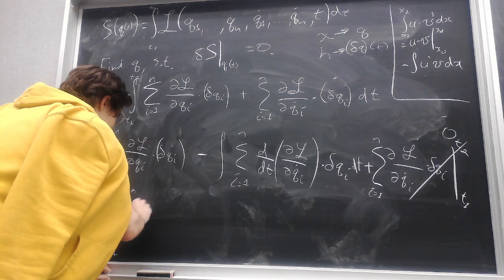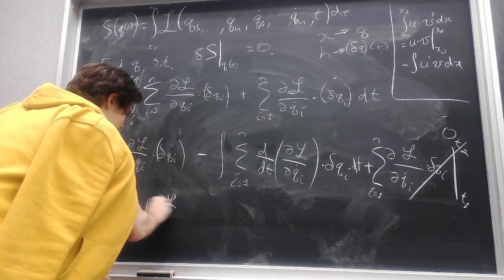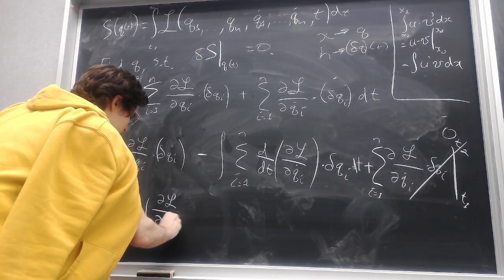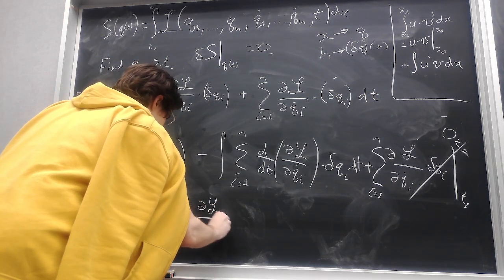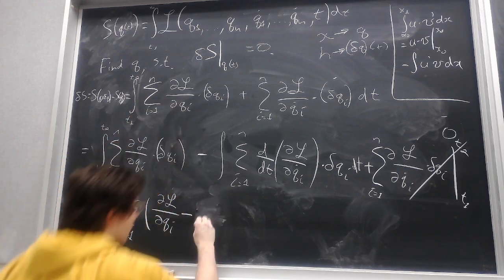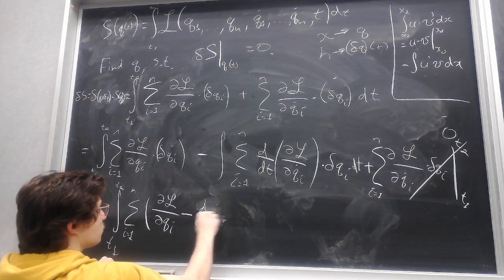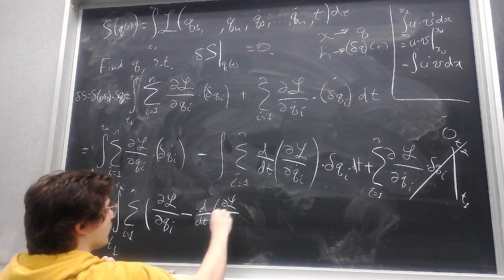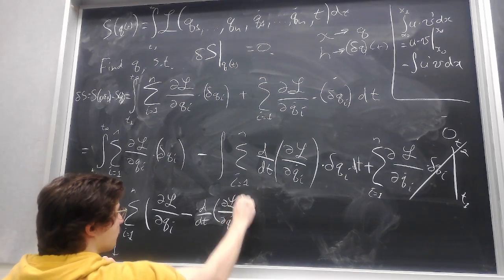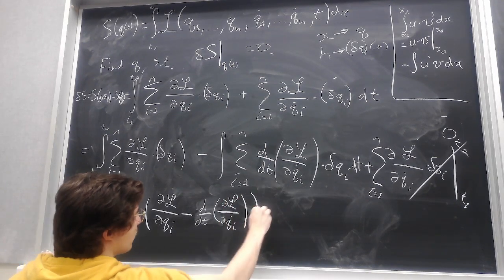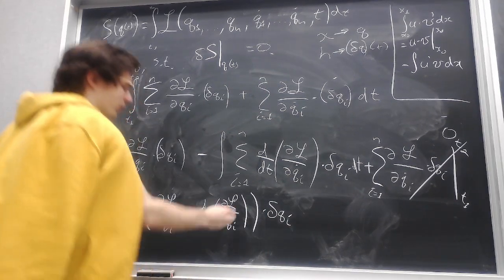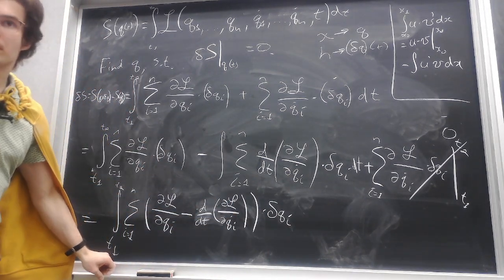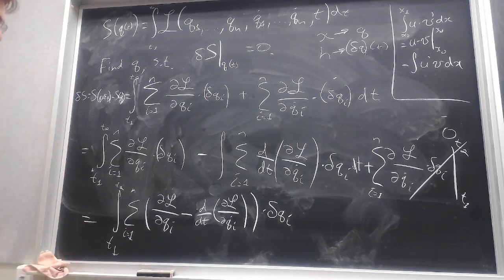So I can look at minus d/dt of delta L over delta Qi dot, right? All of this multiplied by my delta Qi. Do you agree? And I sum over all of these. Do you agree? Yeah. Okay. Now we're done, essentially.